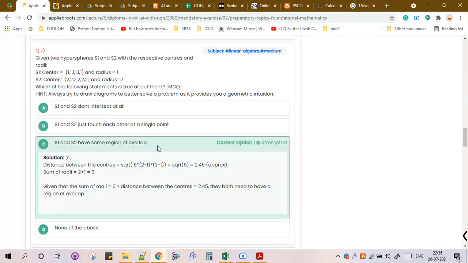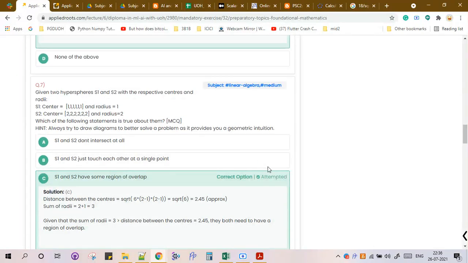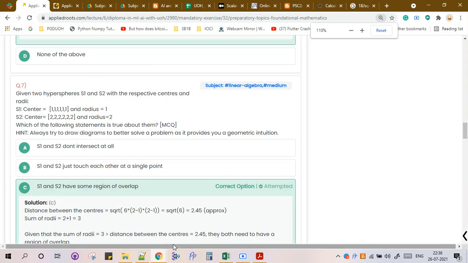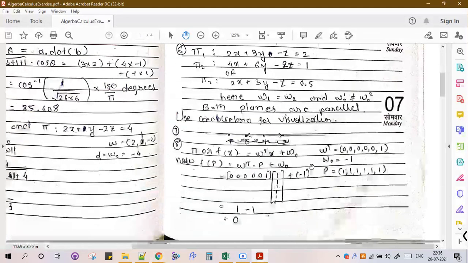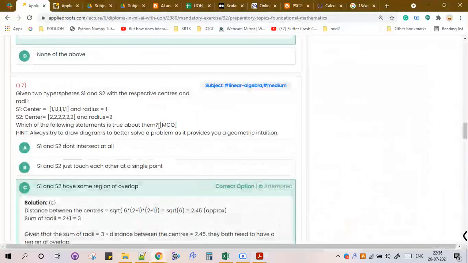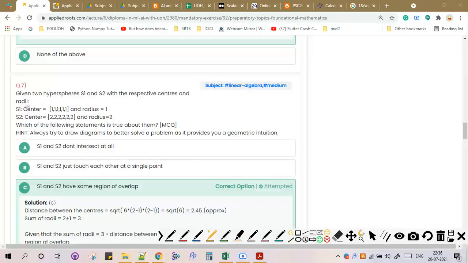Okay, let's take the next one. Let's try to solve this using equations, because geometrically it is easy to visualize, but let's try to solve it using equations, maths also. I guess I don't have a solution here, but we can solve it. Let's try. What we are given is two hyperspheres, S1 with center 1 and S2 with center 2.